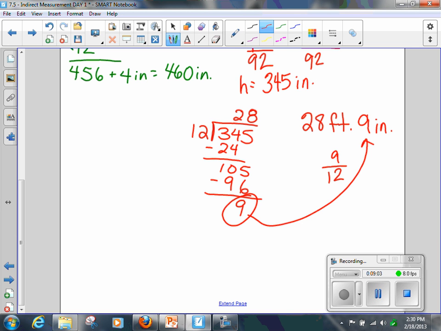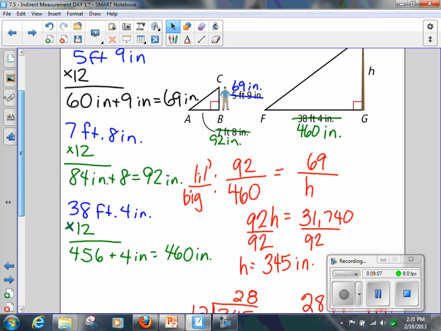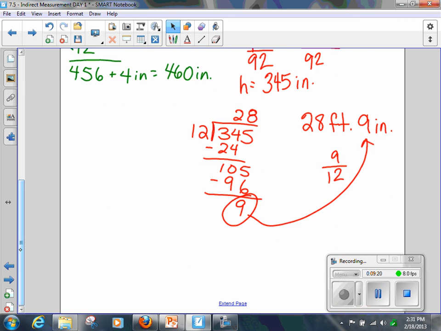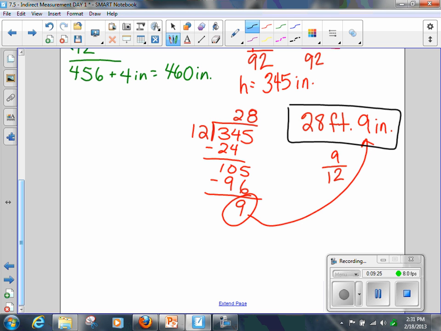No, we're not going to round. And you know why I'm not going to round? Look at the original problem. The original problem had 7 feet 8 inches, 5 feet 9 inches, 38 feet 4 inches. If it's in terms like that, I want to take my answer back to what it looked like in the very beginning. Okay, but I don't know that everybody's going to think to do that. I would just go old school and see what you come up with.